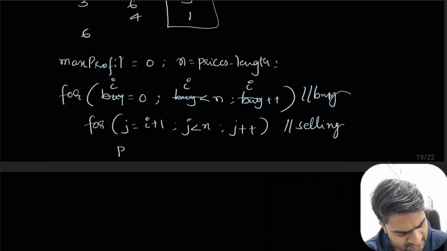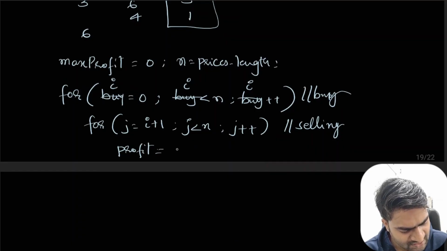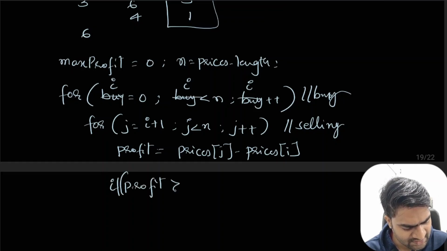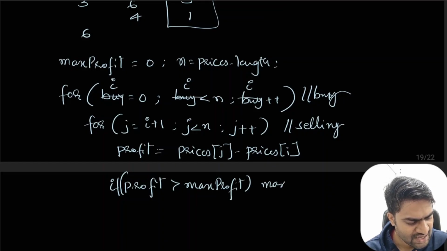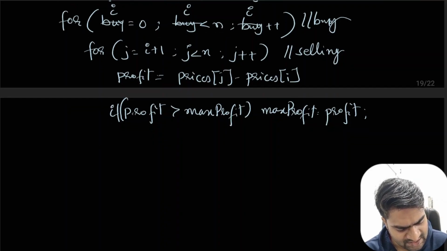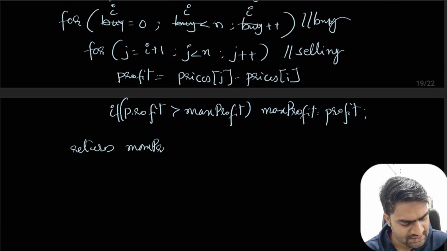Now my profit equal to prices of j minus prices of i. Okay. Now I will check if my profit is greater than max profit, then what I will do? I will say max profit is equal to my profit. Okay, this way I will assign the maximum value. Then at the end, what I will do? I will simply return my max profit.